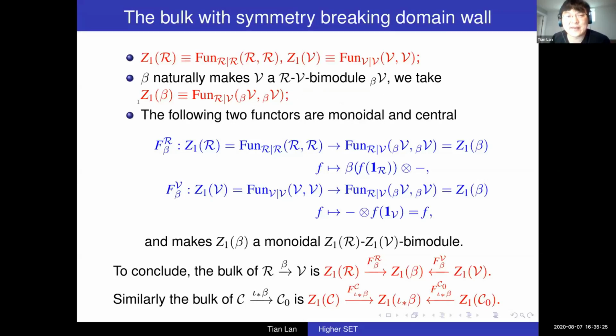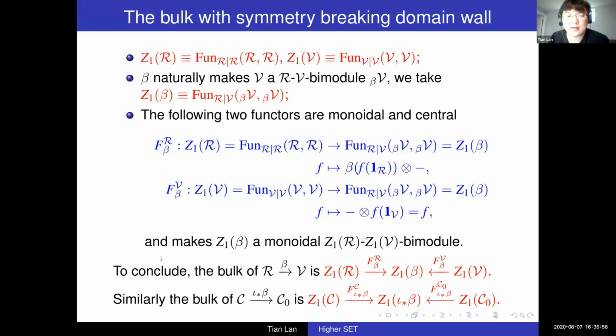And the center of beta is just the bimodule RV bimodule functors of this special bimodule. And there are automatically some functors which are monoidal and central that map from the bulk to the domain wall in the bulk. Also from ZV to Z beta. And this is a special domain wall. It is a monoidal bimodule.